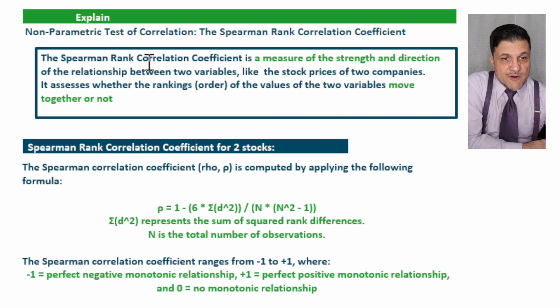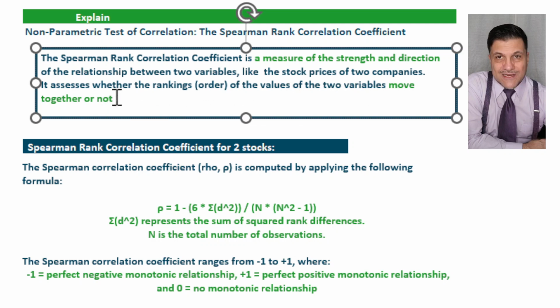So the Spearman rank correlation coefficient is a measure of strength and direction of a relationship of two variables. That's correlation, right? They move together to the right. They move together to the left. They move together in the same direction. They move together in the opposite direction. That's what it is. Like stock price, for example. It assesses whether the rank of the values of two variables move together or not.